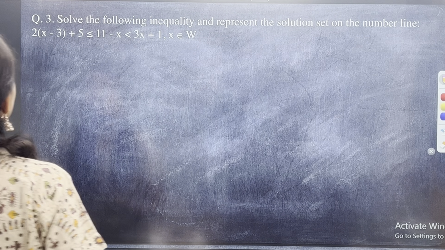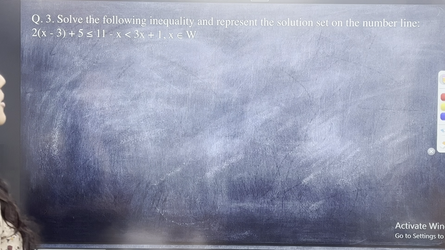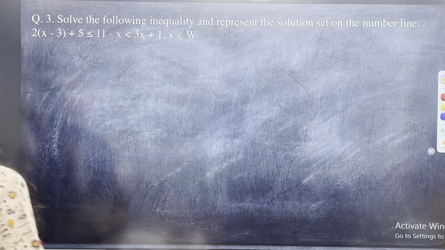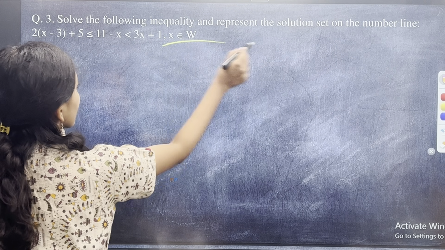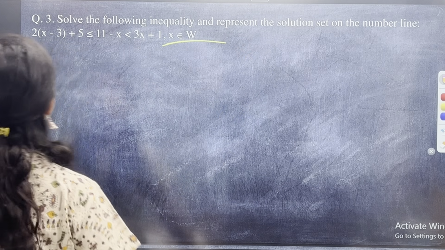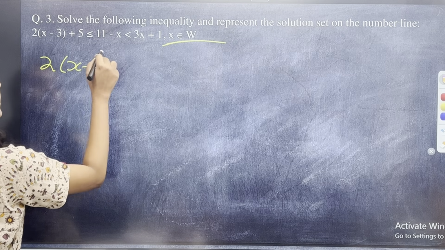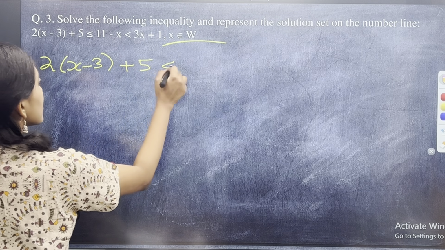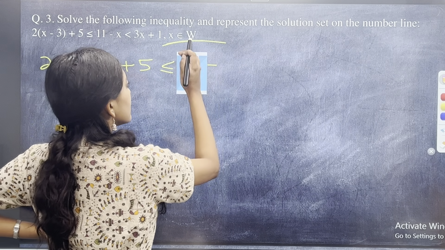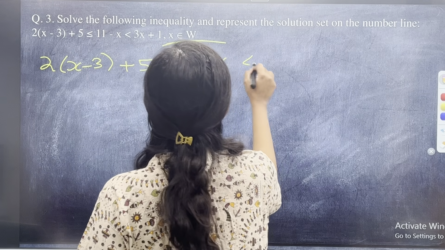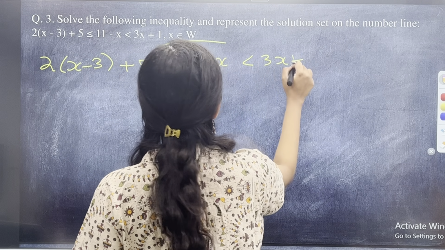So solve the following inequality and represent the solution set on the number line. This is the inequality, and it is written x belongs to W. Okay, so I'll write the question again for you. 2 into (x minus 3) plus 5 is less than or equal to 11 minus x, which is less than 3x plus 1.